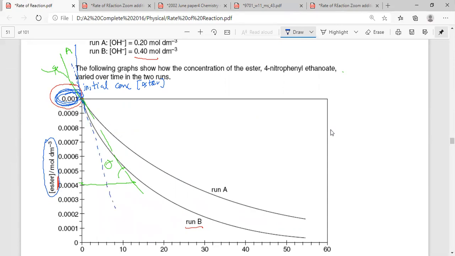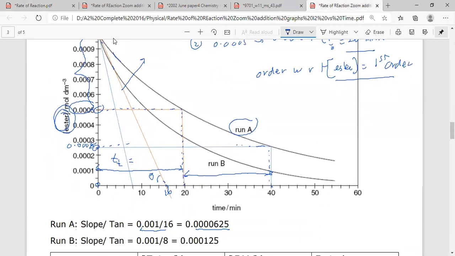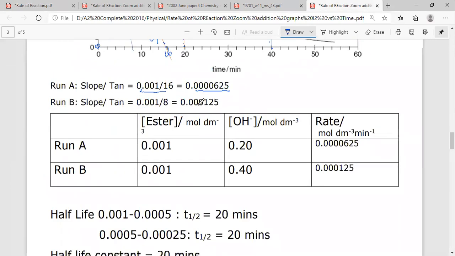And I find again my tangent, and I did it here to let you have a look. The blue line here, which I did nicely using the computer. So the slope again is 0.001 over the whole length here over time, which is about 8 around there. So you get this one here. So I got the two slopes.